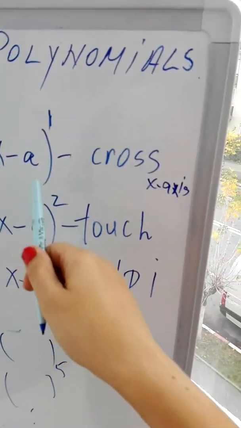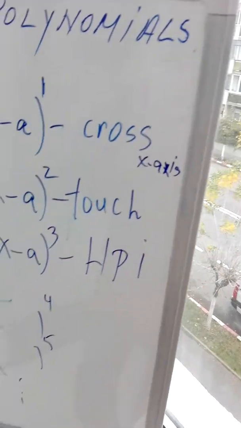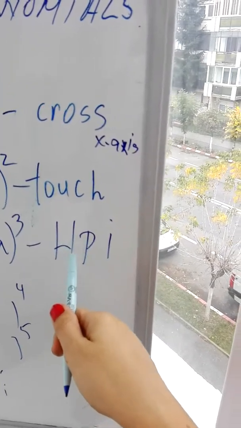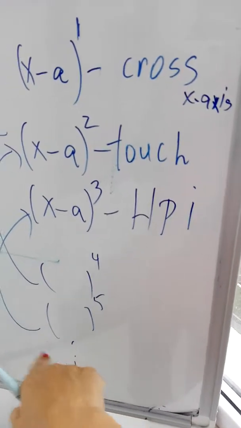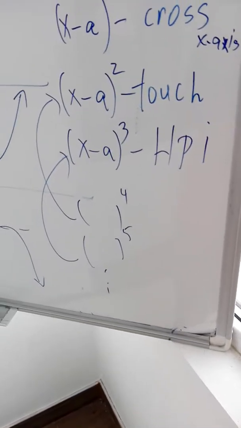If you have a parenthesis that is power 2, then the graph will just touch, or it will be tangent to the x-axis. Now, if you have a parenthesis which is cube, it will form an HPI, or so-called horizontal point of inflection. And from here on, all the parentheses, power 4, it will be just like power 2. Power 5, it will be just like power 3, and so on. So you'll be just repeating.